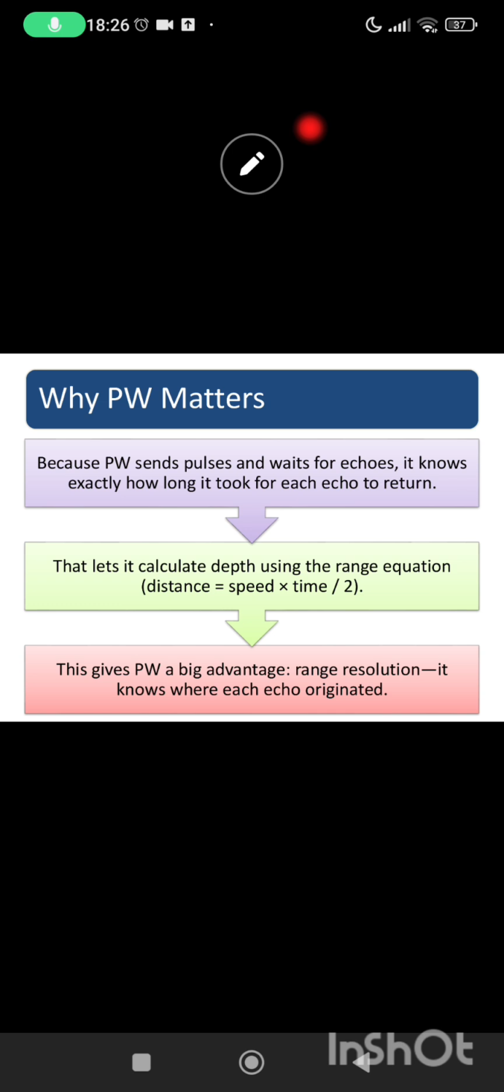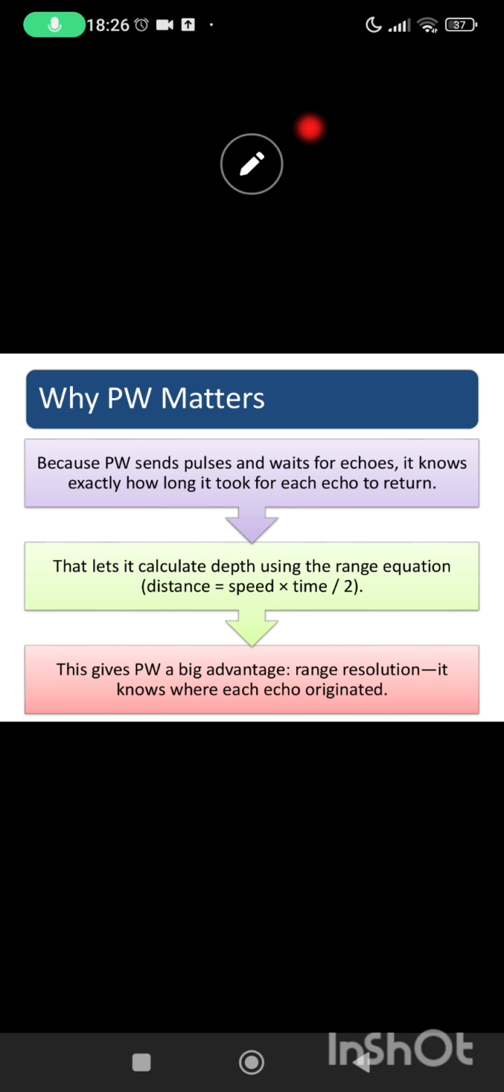Good. The same crystal sends out the first pulse of sound, then quickly switches to listening mode to catch the echoes before sending the next pulse. This allows it to know exactly how long it took for an echo to return. Therefore, it can calculate the depth of the structure because it knows the time. Distance equals speed multiplied by time divided by 2. This is also known as the range equation.